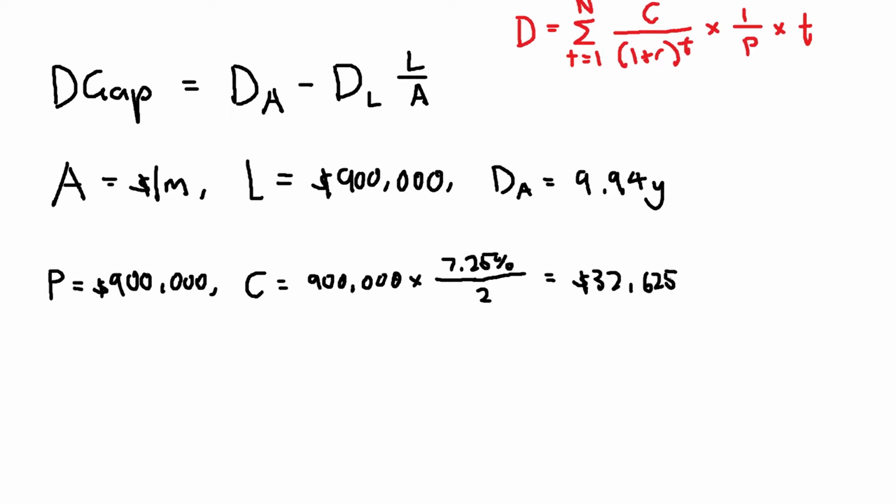$32,625. R is obviously just 7.25%, but since we're working with semi-annual coupon payments again, the semi-annual rate will be 7.25% divided by 2, which is 3.625%. Okay, now we have enough information to find out duration for liabilities.